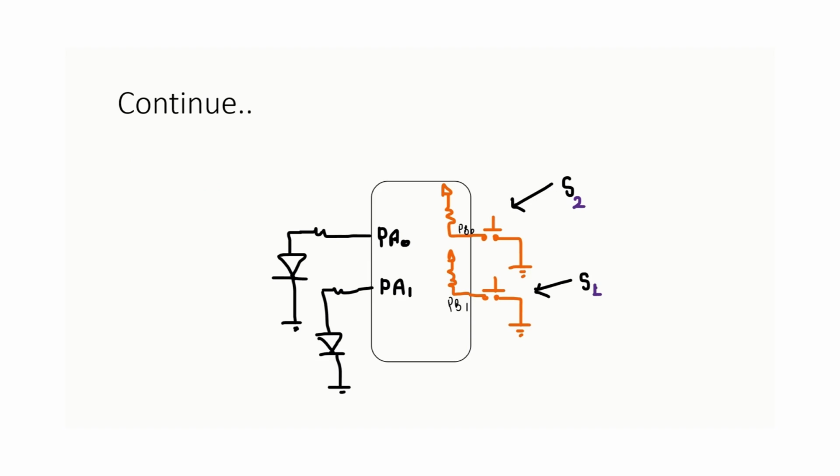Okay, now we have to write a program to implement this task. So first we have to include the header file specific to the Atmega 16 microcontroller. Since the switches are connected to PB0 and PB1, we have to configure these pins in the input mode. And similarly, the LEDs are connected to PA0 and PA1, so these two pins have to be configured as output.